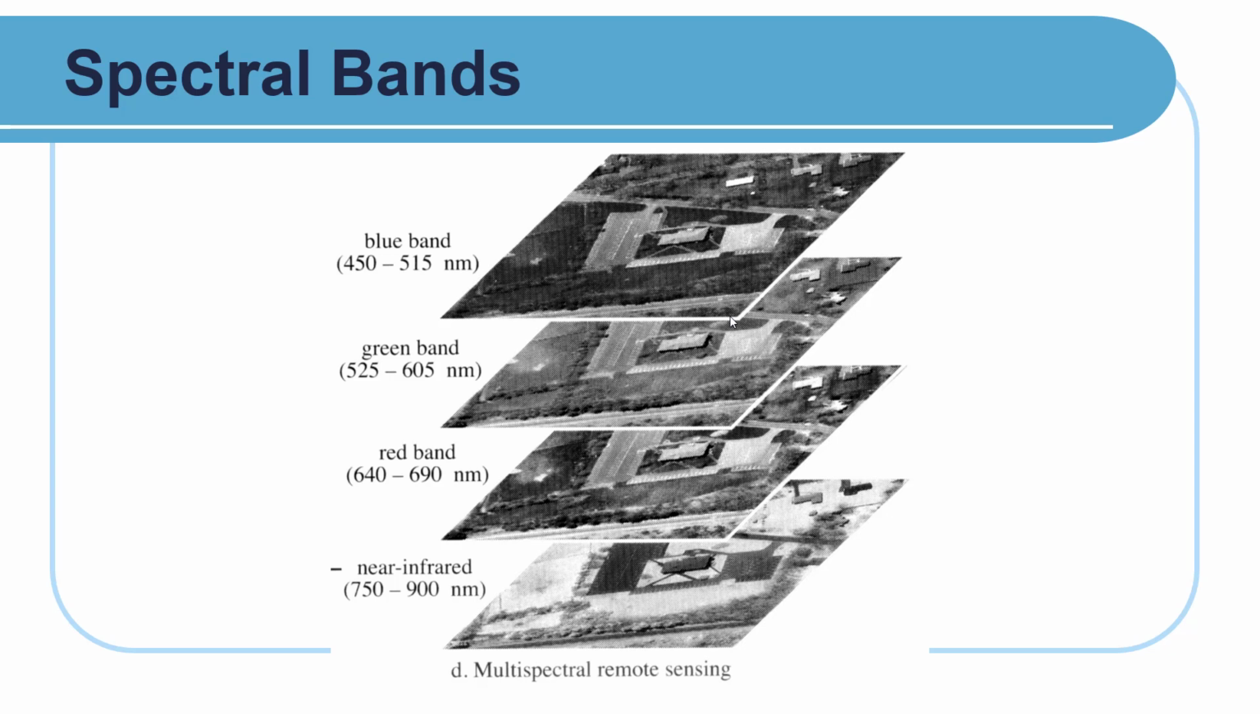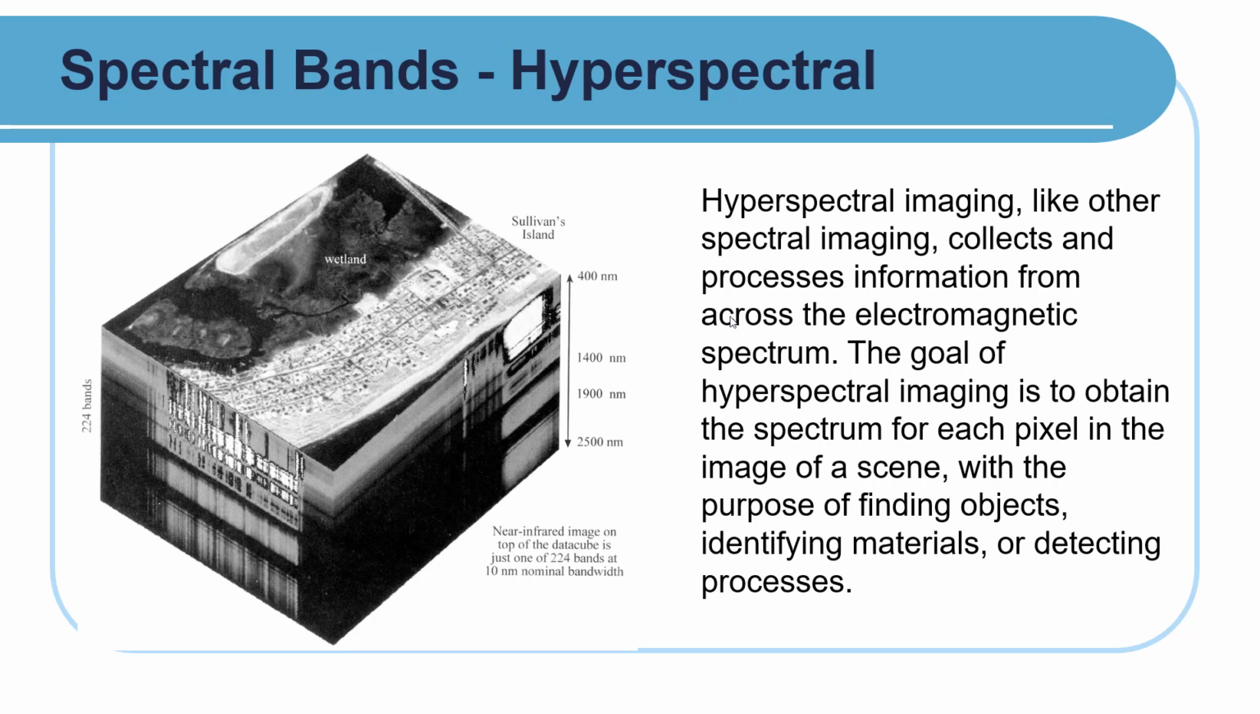So you can put all of these together and make a composite, or you can analyze them individually within your ArcMap session. So when we talk about hyperspectral, now we're looking at hundreds of images. So this is a cube. And hyperspectral imaging collects and processes information across the spectrum.